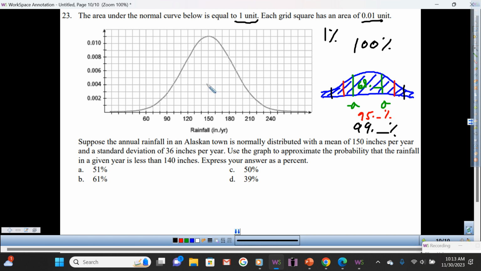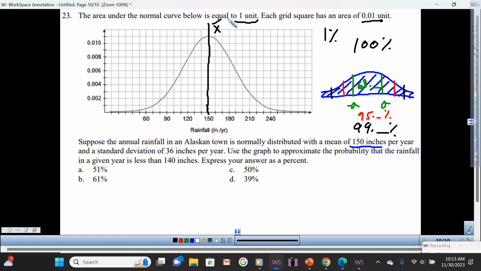let's go to the problem at hand. It says, suppose the annual rainfall of an Alaska town is normally distributed with a mean of 150 inches. Tell your neighbor what that means. If I was to ask you to sketch that on your normal curve, that's where we start our sketch, right? So we start with the normal curve. You draw your line down, and that's going to be our mean.